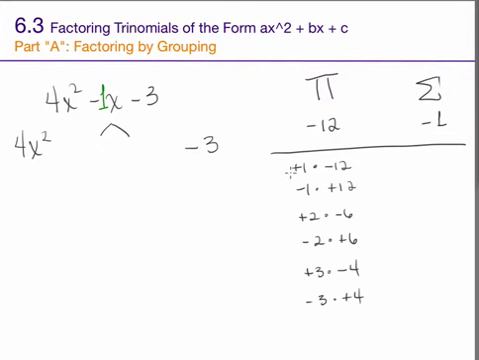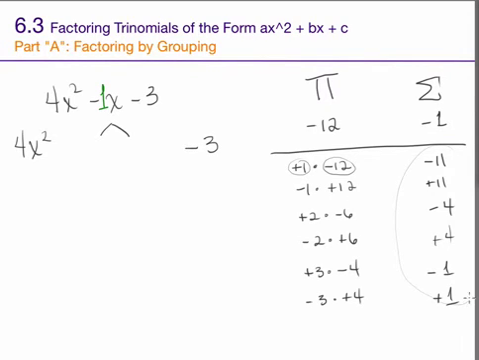Now, take each entry in this column and add these two numbers together. These are all products because I was looking for how to get a product of negative 12. But now I need the sum of these. Positive 1 plus negative 12 is negative 11. Negative 1 plus positive 12 is positive 11. 2 plus negative 6 is negative 4. Negative 2 plus 6 is positive 4. 3 plus negative 4 is negative 1. And negative 3 plus positive 4 is positive 1.